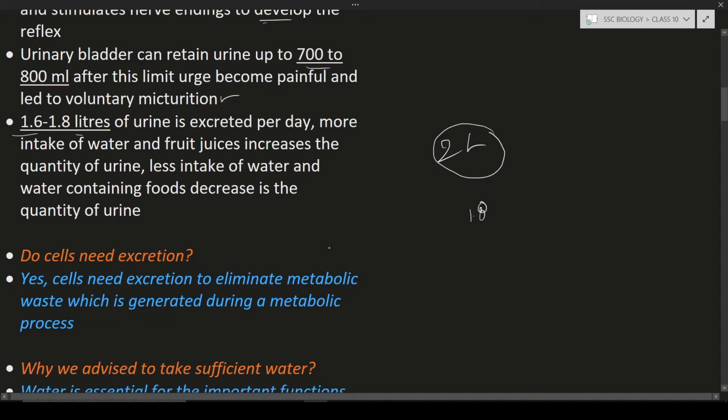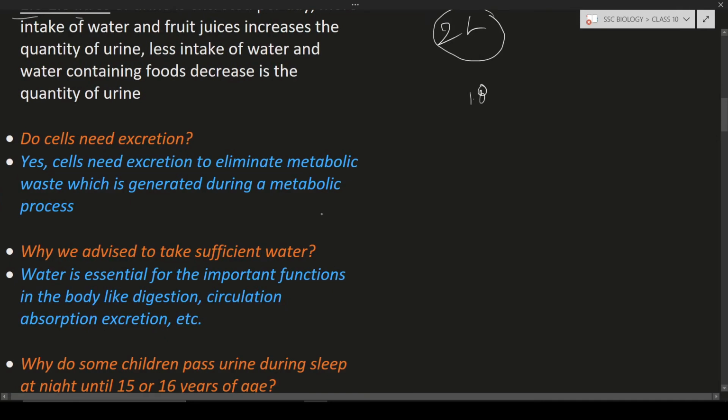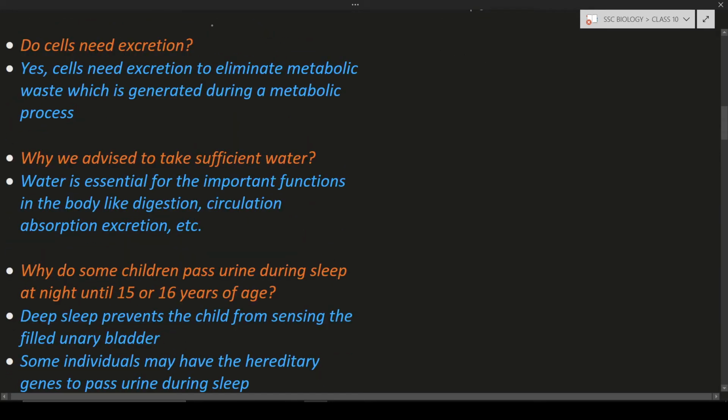Okay, so next, the questions. These are some questions given in our textbook. That is, do cells need excretion? Yes, the cells need excretion. The cells perform metabolic activities, so as a result, waste will be generated. To remove waste, the cells need excretion.